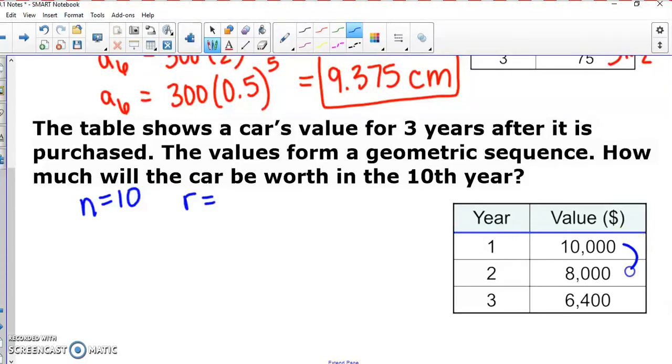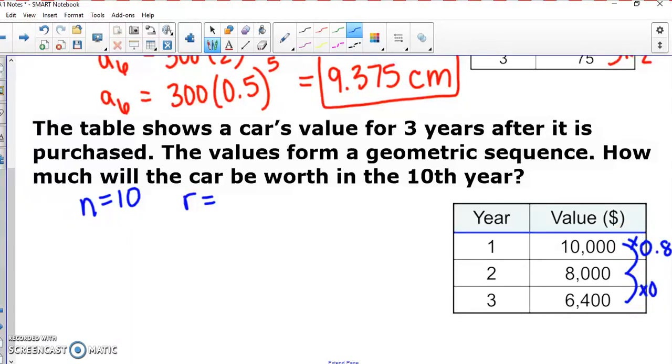But if we look over here, how did I get from 10,000 to 8,000? How did 8,000 get to 6,400? Again, it's getting smaller each time, so I know I multiplied by a fraction. And you should find out that you're multiplying by 8/10 or 0.8.